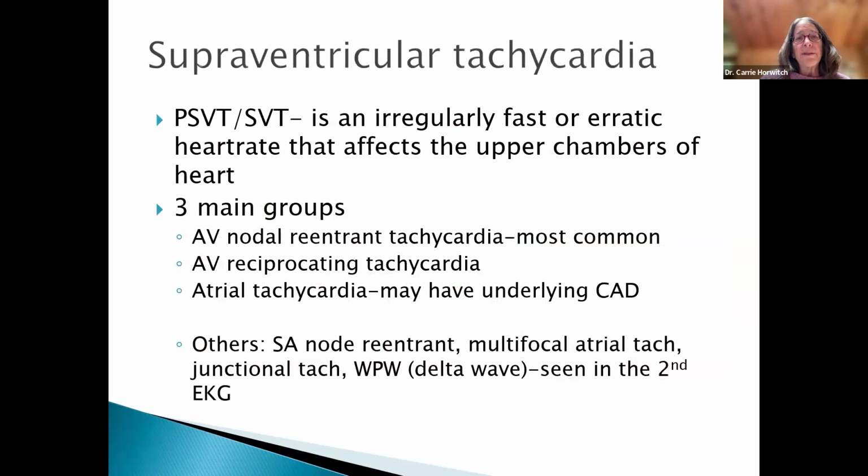So this is an evidence of a supraventricular tachycardia. It tends to be fast, erratic, typically affects the upper chambers. And again, there are different types of SVTs, so they can come from different areas in the heart. And again, there are some genetic ones like the WPW and others. So again, these do need treatment.